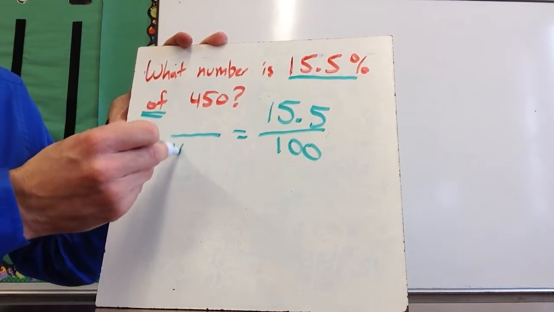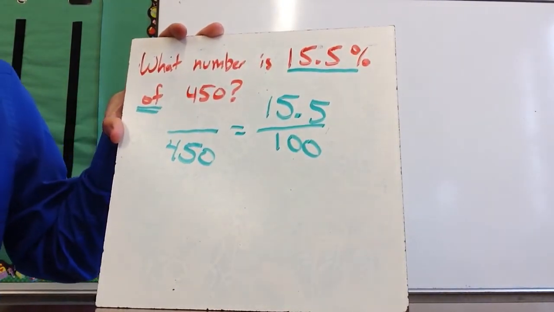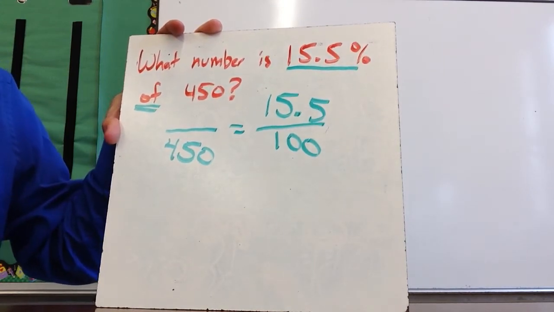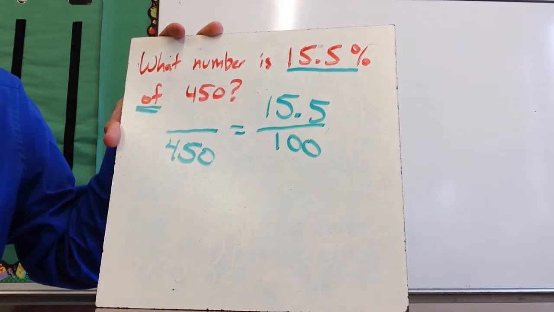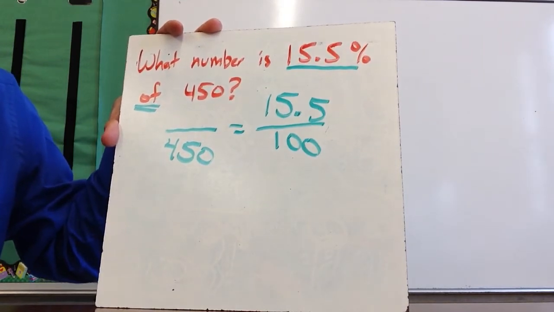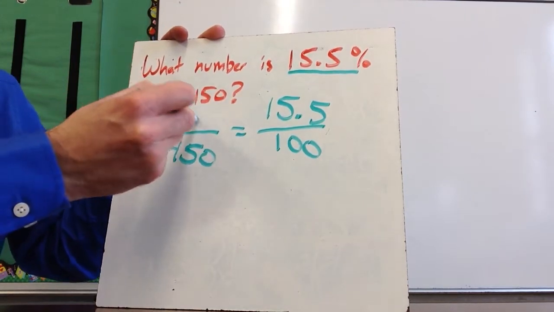Now I'm looking for the word of. 450 comes immediately after the word of. So of tells me what the whole is going to be. The number coming right after of will be the whole. That trick will work 98.5% of the time, so it's almost every time. And then the only thing left is x. What number?